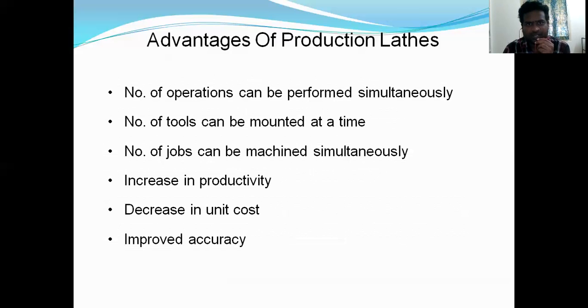Number of tools can be mounted at a time. Number of jobs can be machined simultaneously, and increase in productivity, decrease in unit cost, and improved accuracy. Right? Increase in productivity, decrease in unit cost, improved accuracy.